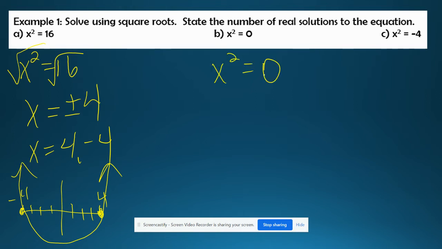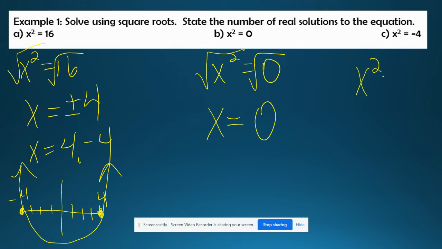X squared is equal to 0. The only thing we have to do to get x alone is get rid of the square, the opposite of a square, which is a square root, and the square root of 0 is 0. Remember, 0 doesn't have a positive or a negative, so we don't have to worry about two types of answers.